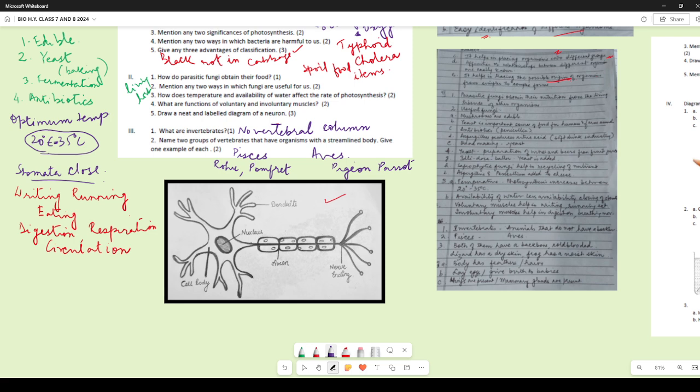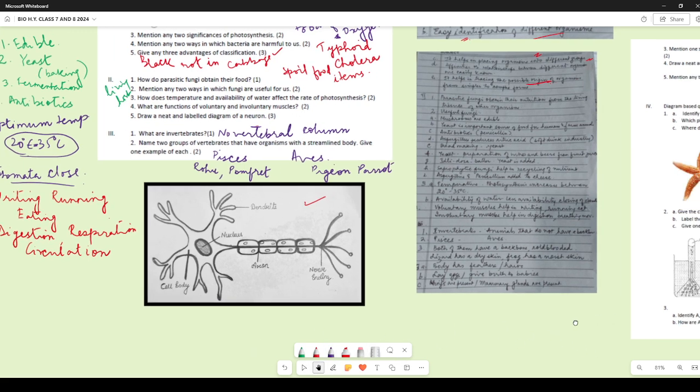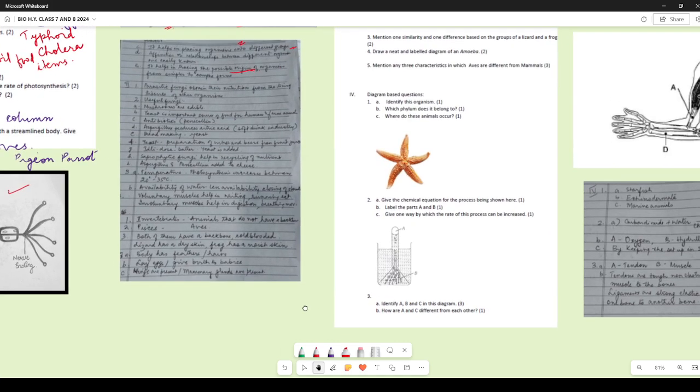One example of each. I think that should be easy for you to remember. Now let us move on to the other part, where it says, mention one similarity and one difference based on the groups of a lizard and a frog. Now do you remember lizard and a frog? So lizard belongs to reptiles and frogs belong to amphibians.